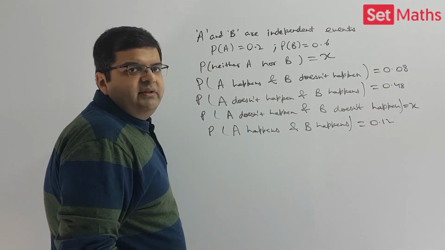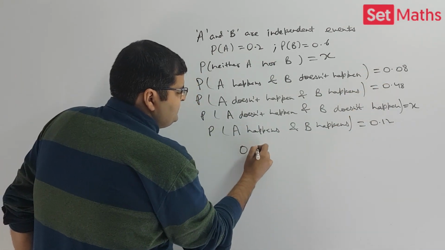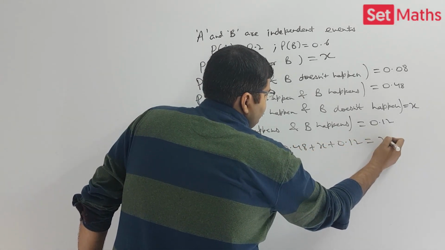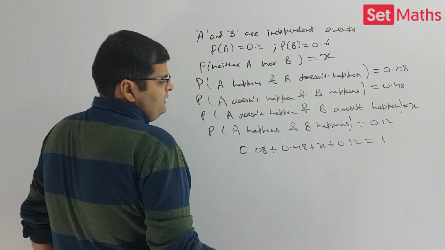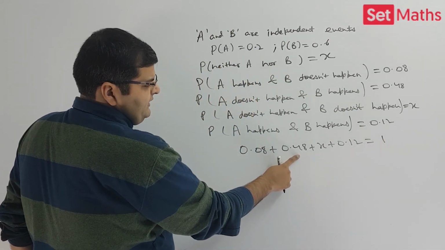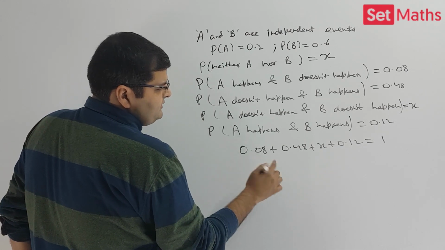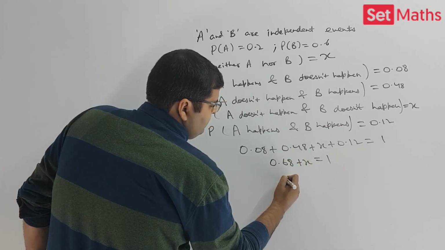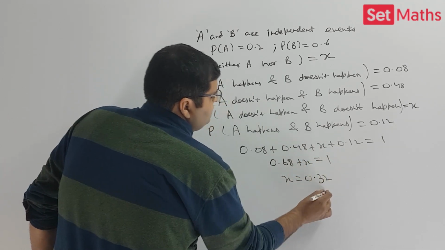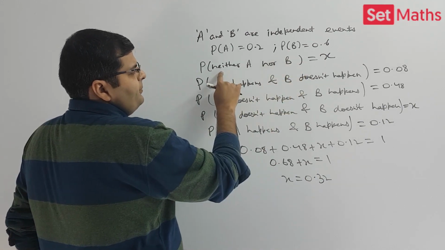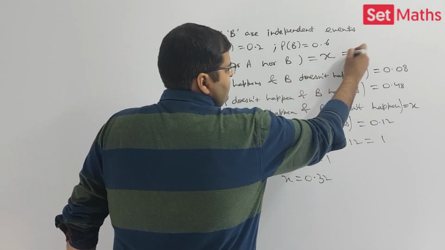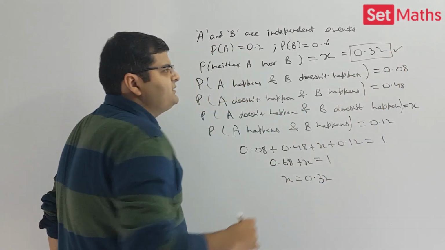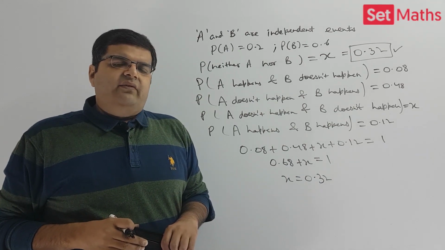If we add them, this should be equal to 1. So 0.08 plus 0.48 plus X plus 0.12 is equal to 1. 0.12 and 0.48 is 0.6, and 0.6 and 0.08 is 0.68. So 0.68 plus X is equal to 1, which means X is 0.32, which is what we have to find. So probability of neither A nor B happening is 0.32. So 0.32 is the correct answer here. Alright, that is how we solve this question.